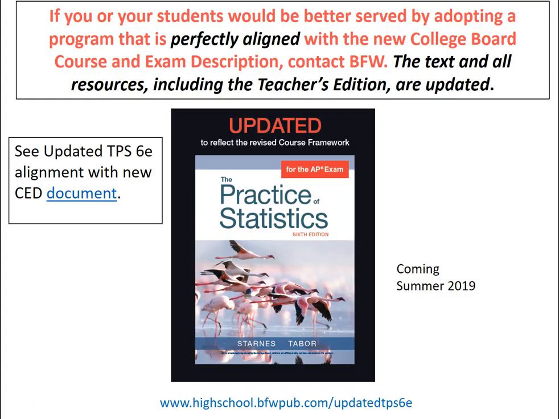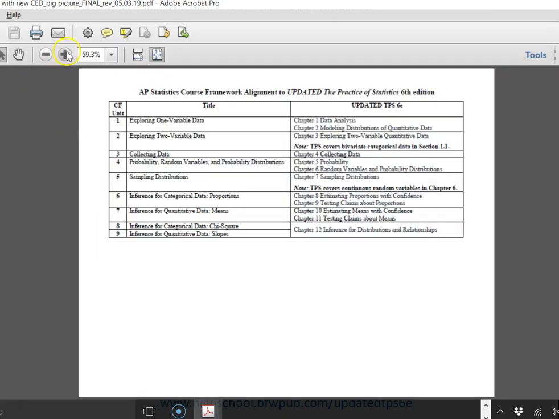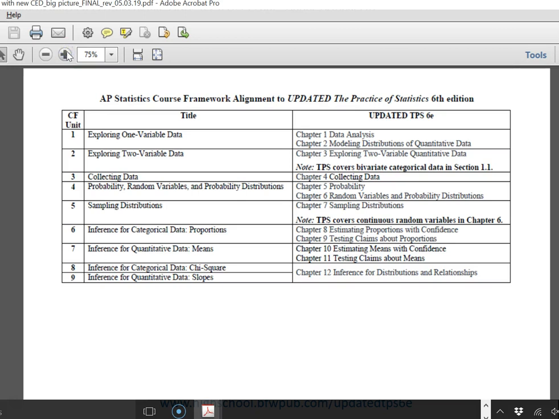So, unfortunately, with timing, the College Board announced the new course framework just the year after we had finished the 6th edition. If we had known a year sooner, that would have been ideal, but that's the way it is. So we felt we had to prepare an updated version of TPS 6 that aligns very closely with the new course framework. This document shows that the soon-to-be released in July of 2019 preliminary volume of the updated TPS 6E will align very, very closely. And you can see that we've reorganized the inference chapters in TPS 6E updated.